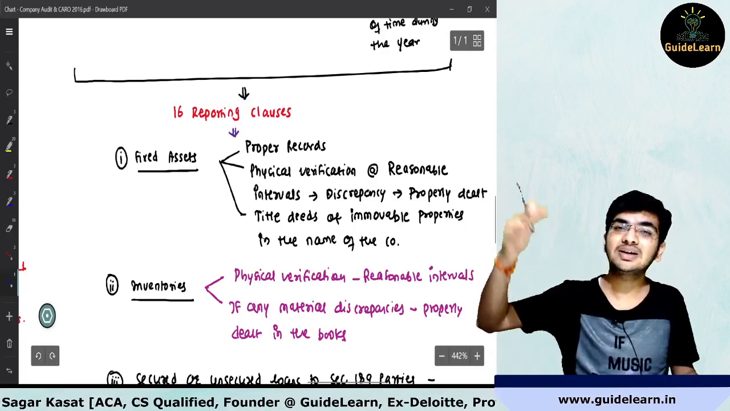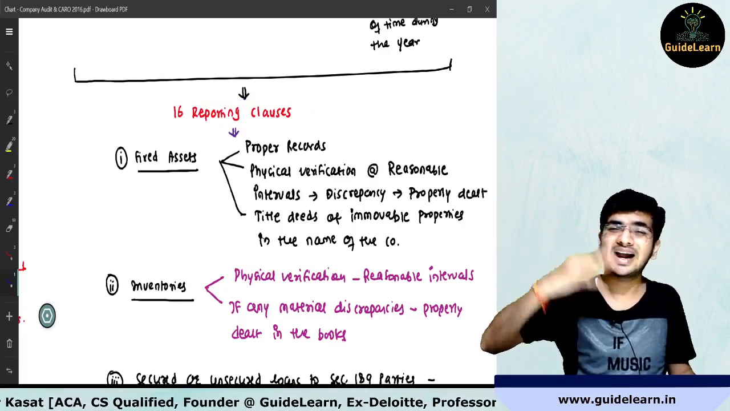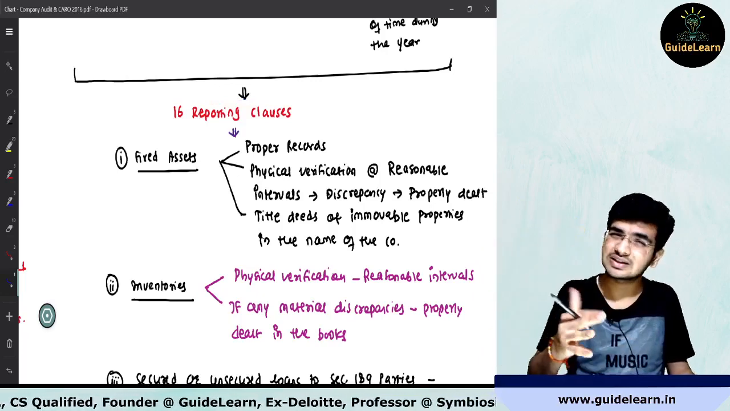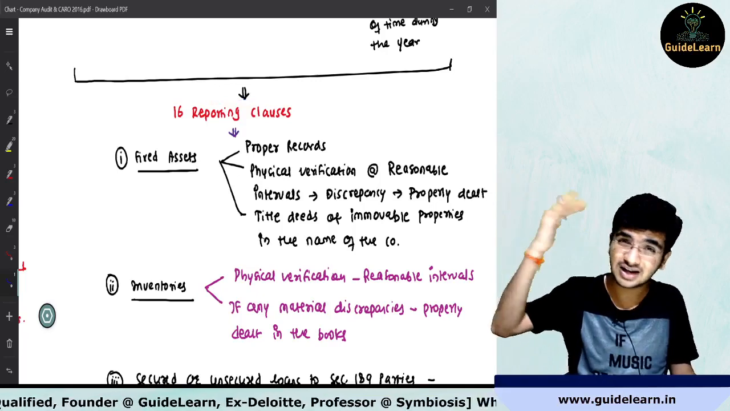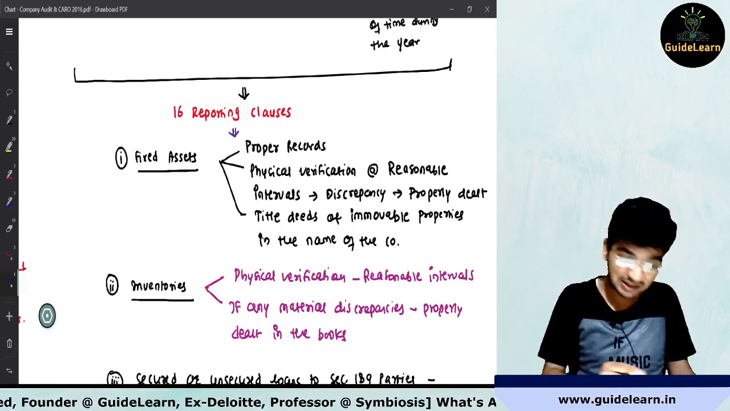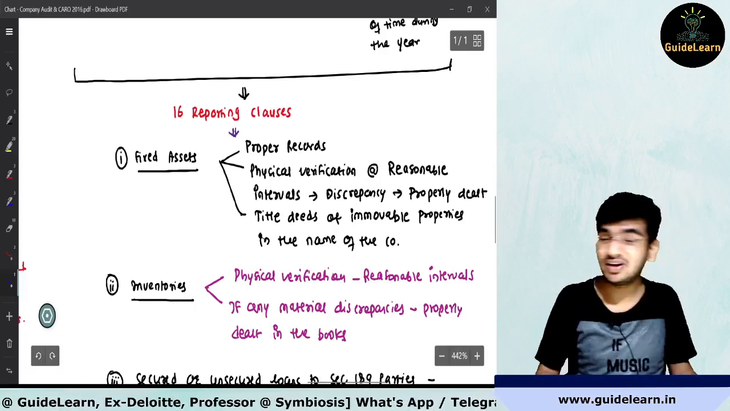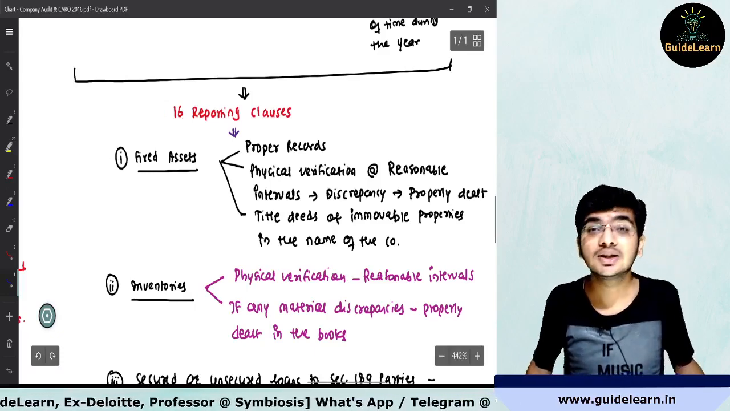In CARO 2020 there are 21 reporting clauses, so there are some additional clauses and there is one merge of two clauses as well, according to 16. So we don't care about 2020 right now, just focus on CARO 2016. So there are 16 reporting clauses. Very first reporting clause, very important for the examination, is about the fixed assets.